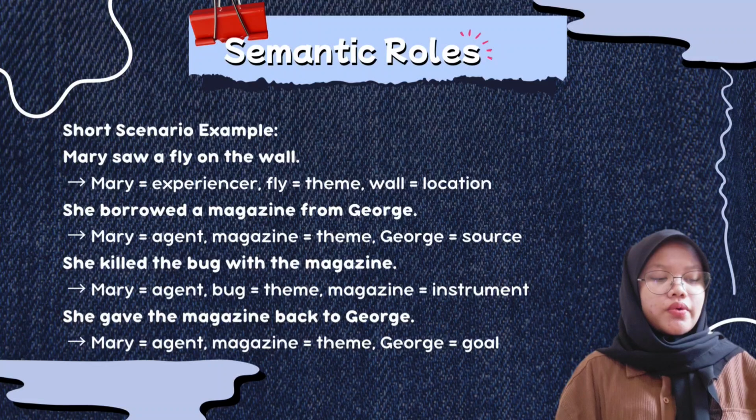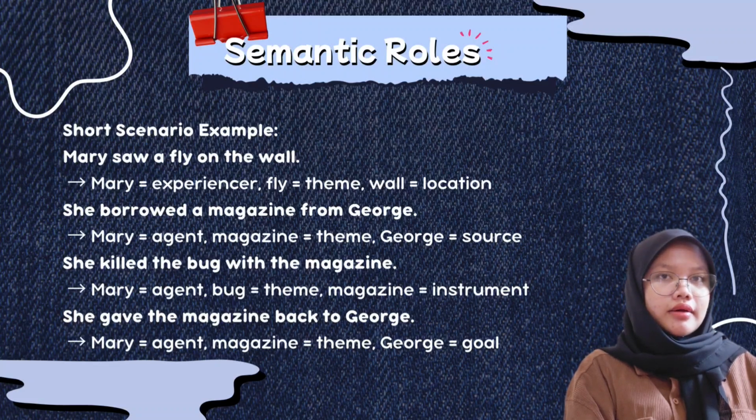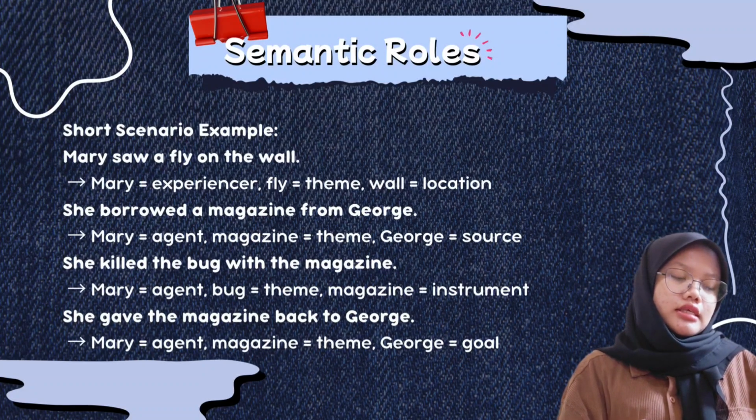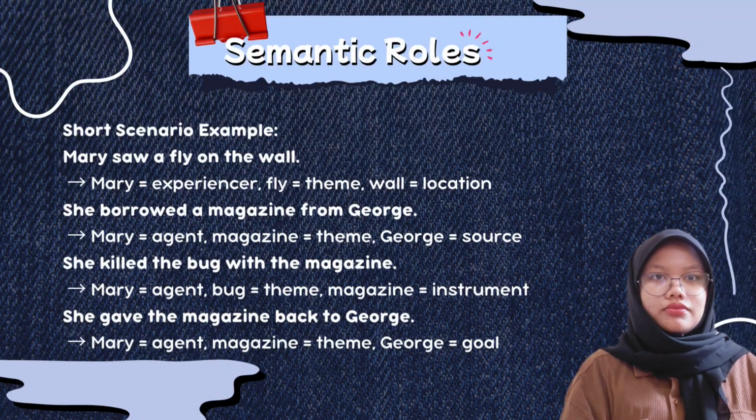Next is she borrowed a magazine from George. She here is the agent, magazine is theme, and George is the source. Next is she killed a bug with a magazine. She here is agent, bug is theme, magazine is the instrument. Last example is, she gave the magazine back to George. She here is the agent, magazine is theme, and George is the goal.